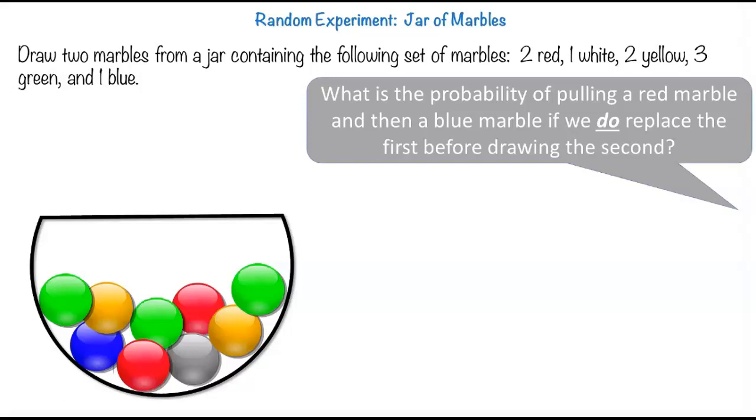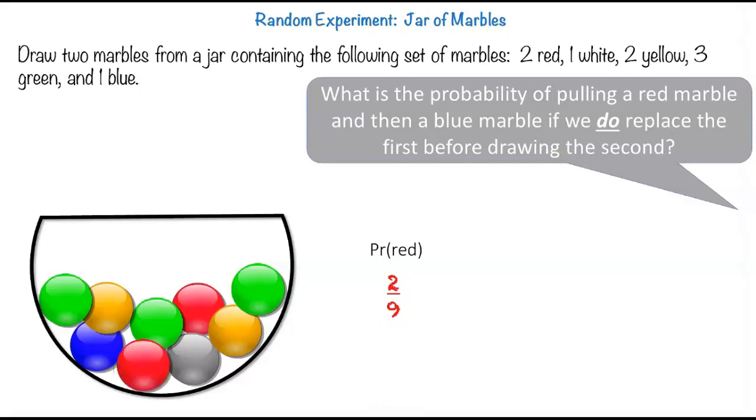We start the exact same way. The probability of pulling a red marble is 2 out of 9. There's 2 possible red marbles to choose from, and there's 9 marbles total. But after we draw this marble, we're going to replace it before drawing the second marble.